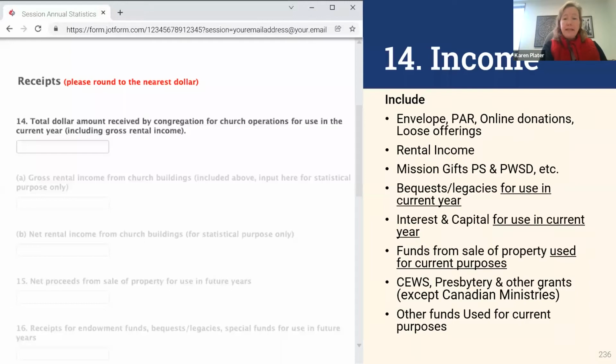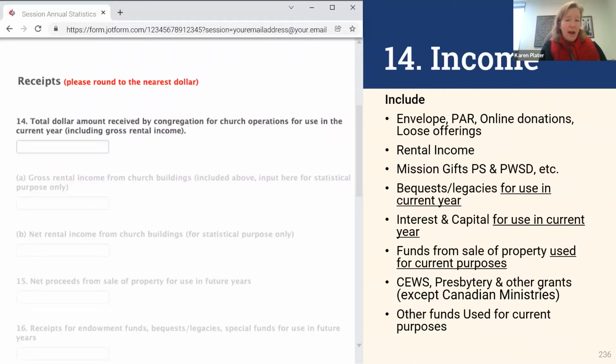If you've sold a piece of property, any funds that were used for current purposes will be included in line 14. Maybe you had a manse that you sold for $1 million and you used $100,000 for this year. Then you'd include the $100,000 and the other $900,000 would be included in a different line.